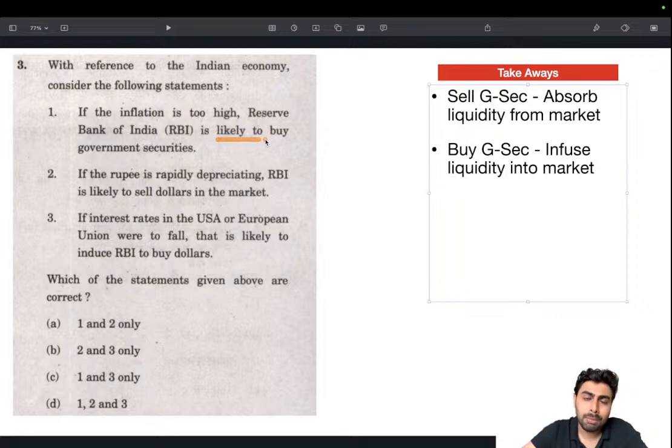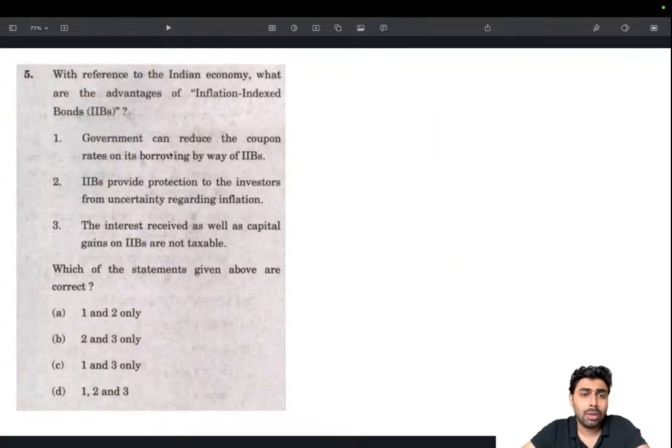We will be doing multiple PYQs, multiple test series, but this simple question will be marked wrong because we'll get confused whether it's buying government securities or selling. It's very simple. Okay, then what? The next question is, what are the advantages of inflation indexed bonds? First step, decipher or try to deconstruct the keyword.